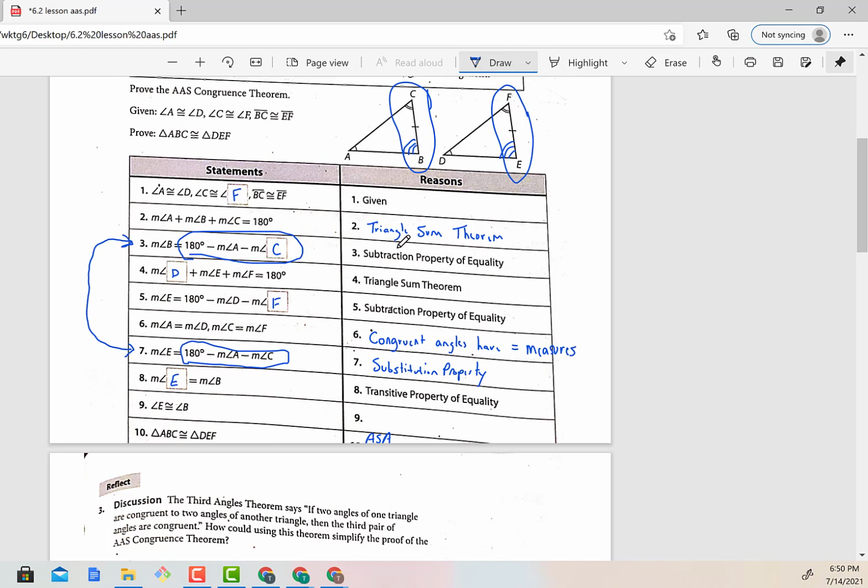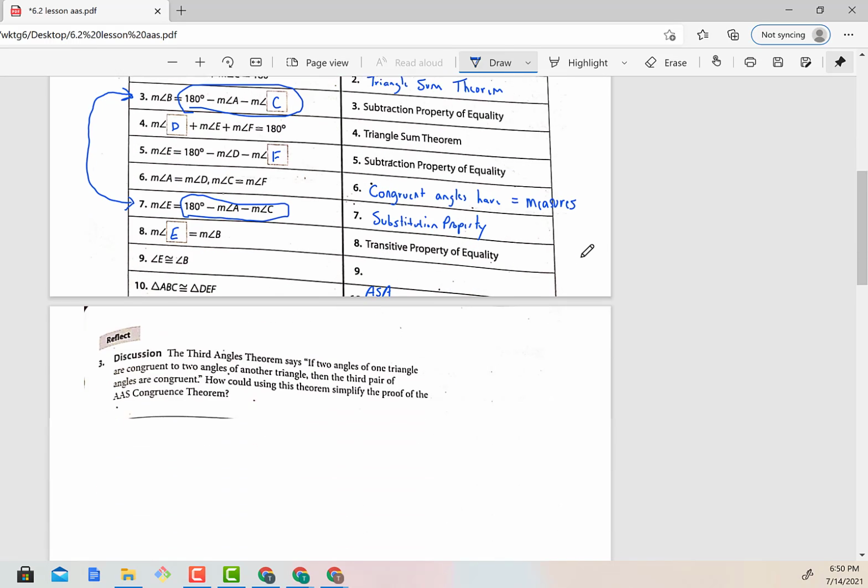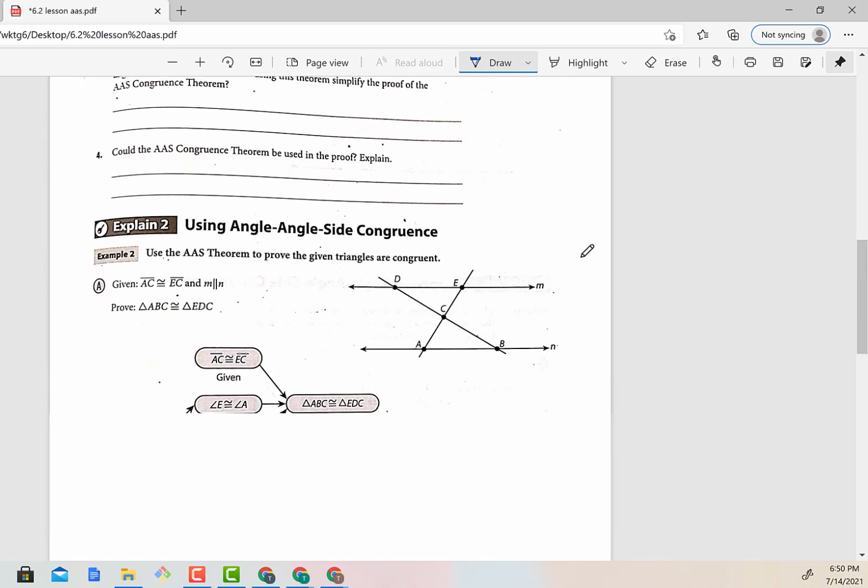Now, the good thing about this proof is we don't really ever have to do this proof again. The reason for this was to show that, well, if you have an angle side, ultimately you can prove those triangles are congruent by angle side angle. So going forward, we're just going to simply look for the angle side to prove two triangles are congruent.